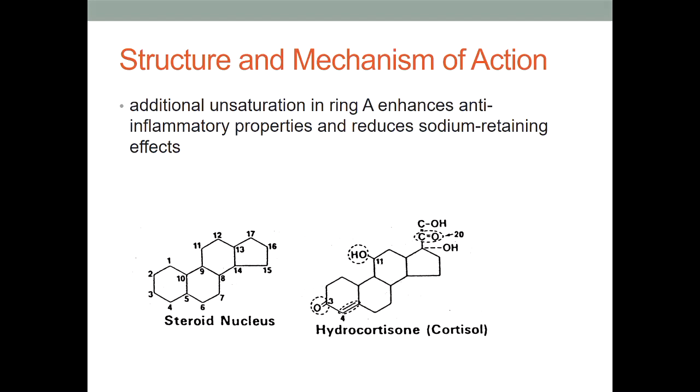So this is just a for instance. If you unsaturate an area in one of these rings, then you're going to enhance your anti-inflammatory properties, and you're going to reduce your sodium retaining effect. So again, just an example of something you can do to make a drug that is going to take advantage of your naturally occurring cortisone. You're going to change it a little bit to give you what you want to use pharmacologically.